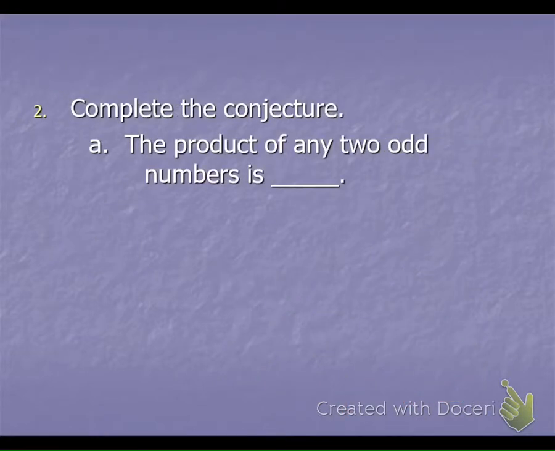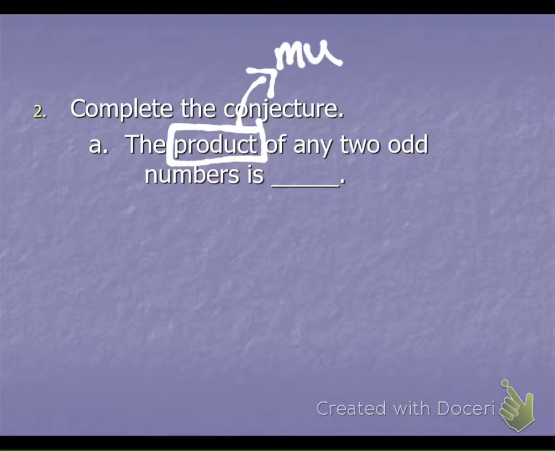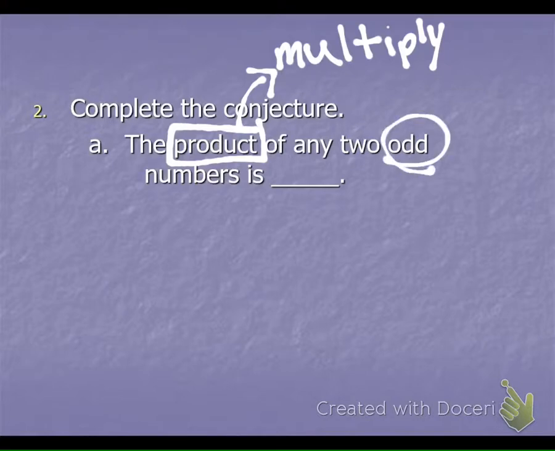All right, so similar idea, but now we're working with the word product. So off to the side, can anyone tell me what that means? Product. Sum is add. Product is multiply. So make that little note because you'll have to know that for your homework tonight. So product of, and then again, odd numbers. We talked about those, like 1 and 3 and 5 and 7.